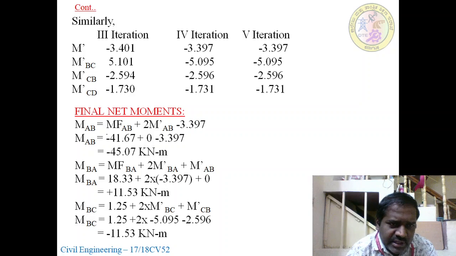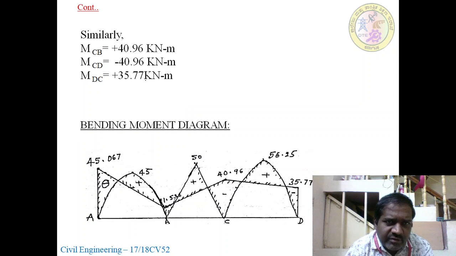Same procedure: MAB is equal to MFAB plus 2M dash AB minus M dash B. Only M dash B is there, 3.397. MFAB is minus 41.67, so you will get minus 45.07 in the BA. MBA is MFBA plus 2M dash BA plus M dash AB. M dash AB will be 0. So it was 3.397, and 18.33 is the fixed end moment of BA. The same procedure will be adopted, so you will get the final moments.